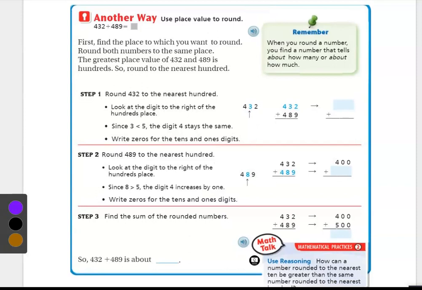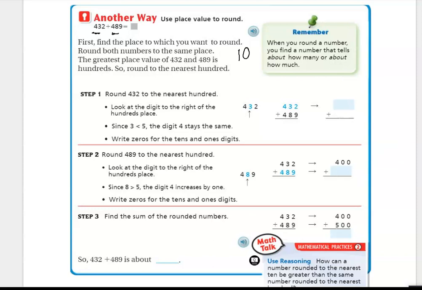And for this problem, we're going to find another way. We're going to use place value to round. So we have 432 plus 489. First, you want to find the place to which you want to round. And you want to make sure if you're rounding the numbers to the nearest 10, you have to round both of those numbers to the nearest 10.